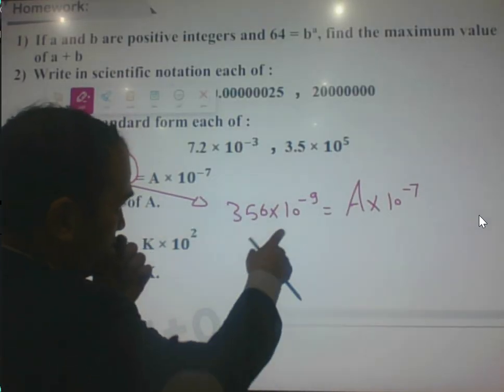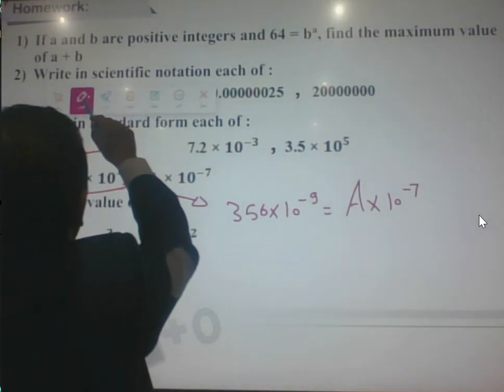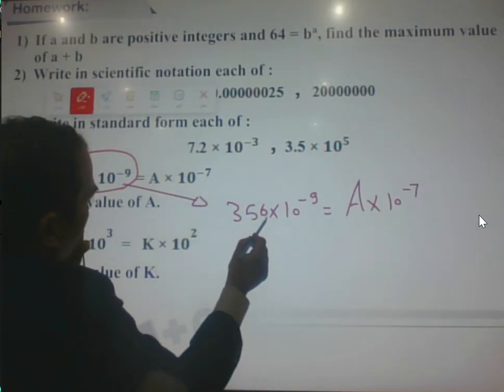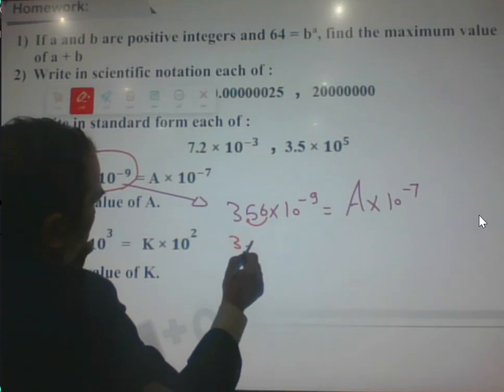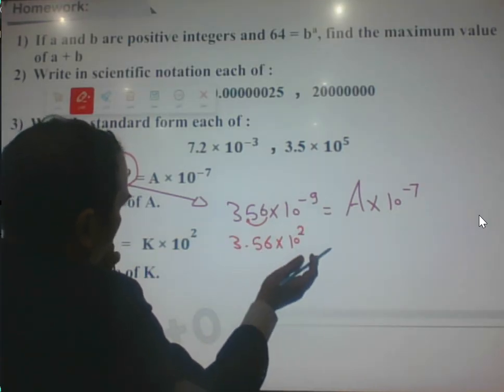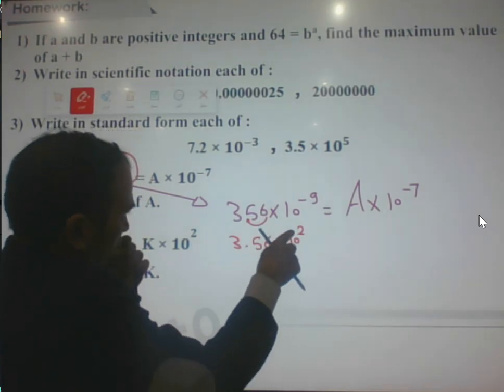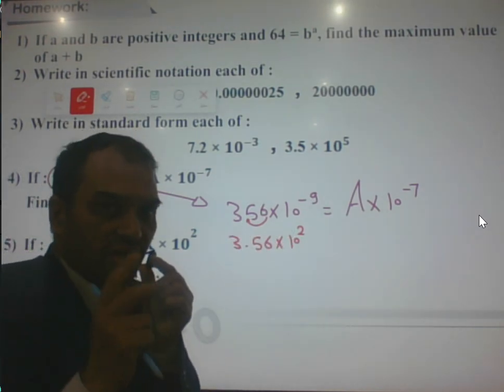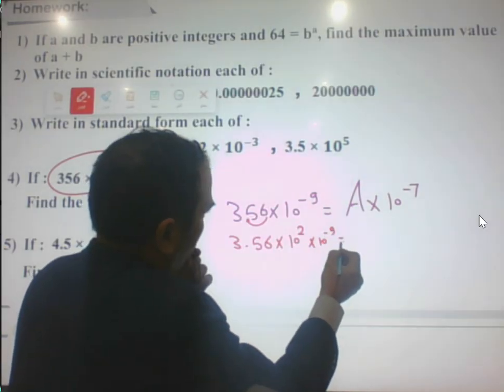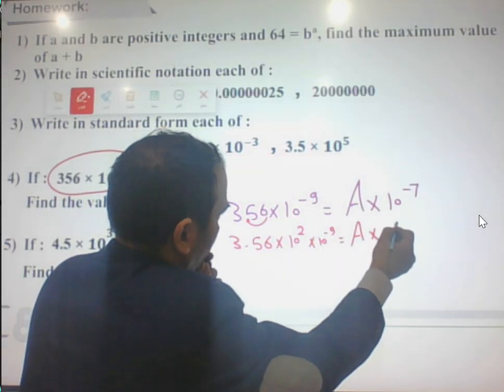Do you remember? This number here, we have in the point. So we must put the point here first. Start, put the point here, and count with me. 1, 2, put the point here. It will be 3.5, 6, and then product by 10 power 2. You moved here left-hand side, so you must put the sign here positive because you moved left-hand side by 2 places. Product by 10 power negative 9 is equivalent to A product by 10 power negative 7.